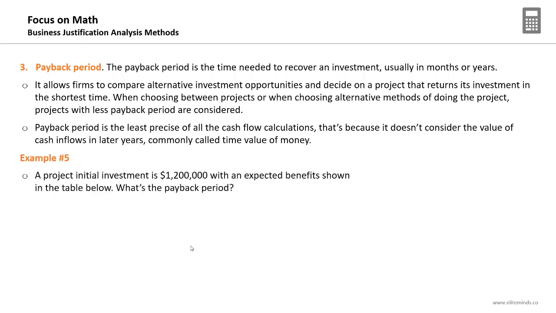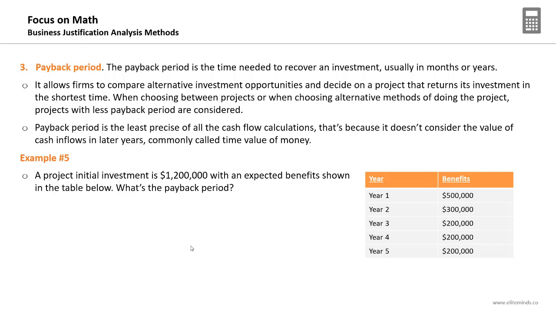An example: a project's initial investment is $1,200,000 with expected benefits shown in the table below. What is the payback period? So we have this table showing the expected benefits per year for this project: year 1, year 2, year 3, year 4, and year 5. The investment was $1,200,000. What's the payback period of this investment?